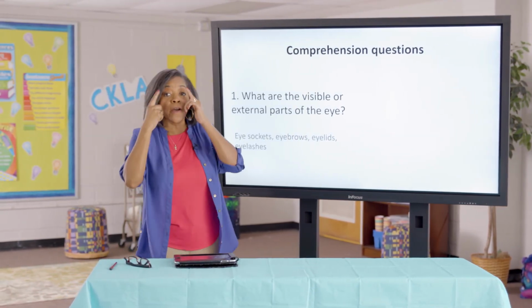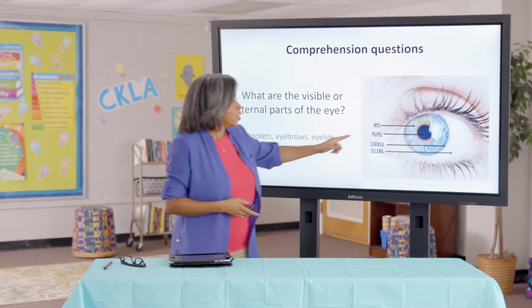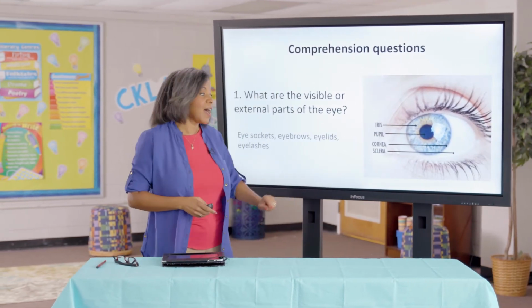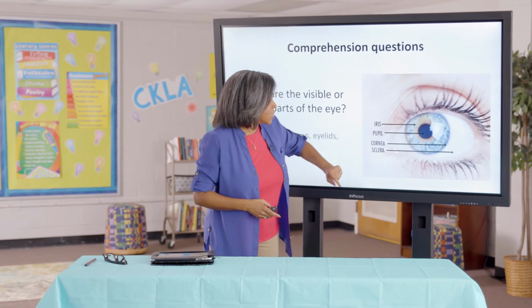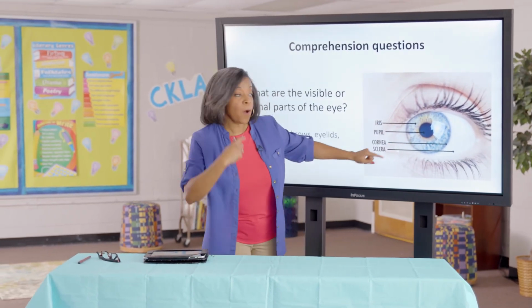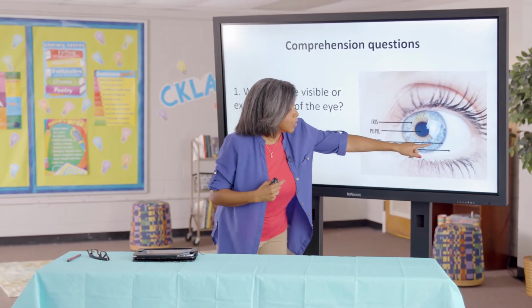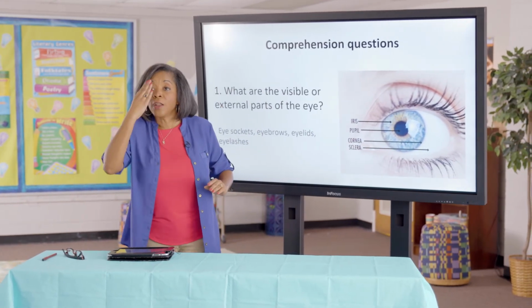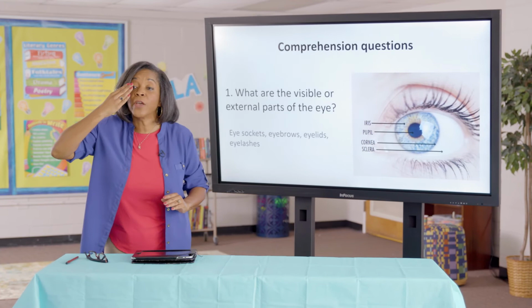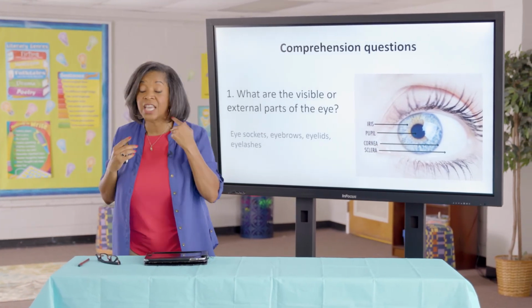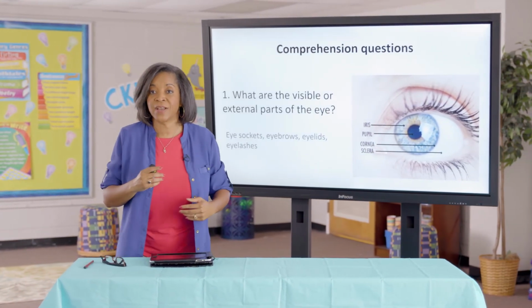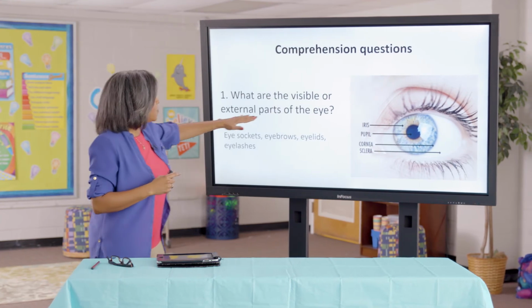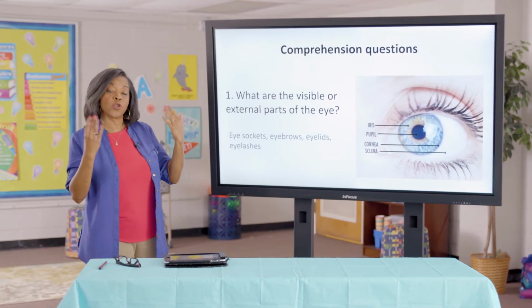But then there's some other parts that we can see. Remember when I showed this picture of the eye? We've got the iris, the pupil, that dark part, the cornea, and then the sclera. All of those parts are the outer part that we can see just by looking in the mirror or looking at someone else's eye. That's what we mean by the visible or external parts.